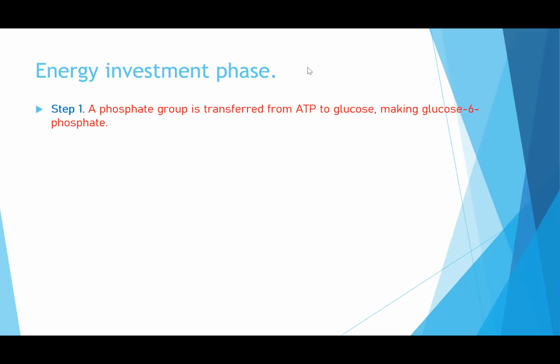Some of the students confuse it. They say, what do you mean by 6-phosphate? It means that the phosphate group has been added to the 6th carbon in the sugar, and that is glucose 6-phosphate. All right. Let's see the next reaction.